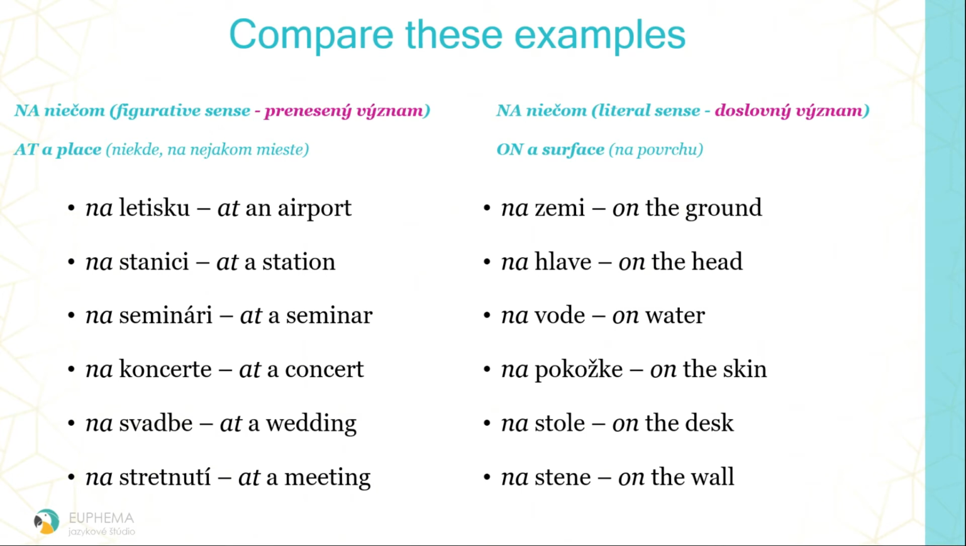In the first column, we have the figurative sense of na, which is translated as at in the English language. In the second column, we have also na here, but it is its literal sense. And it means literally, physically, on a surface.